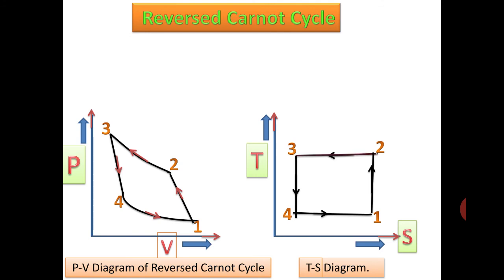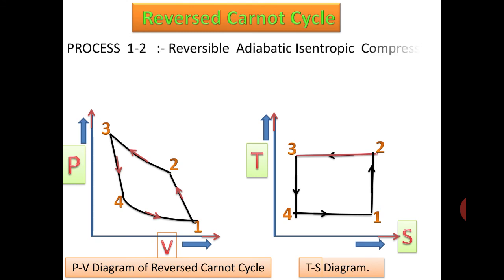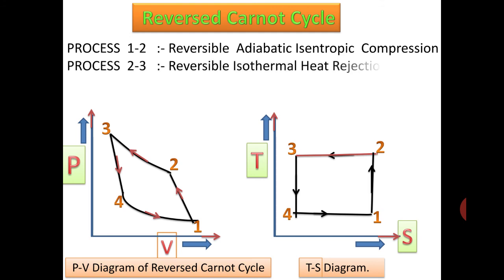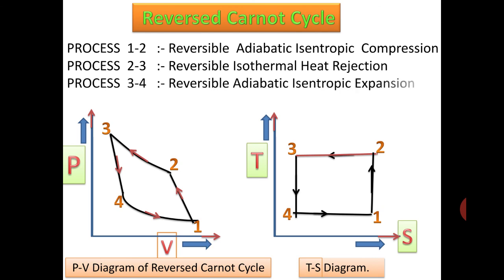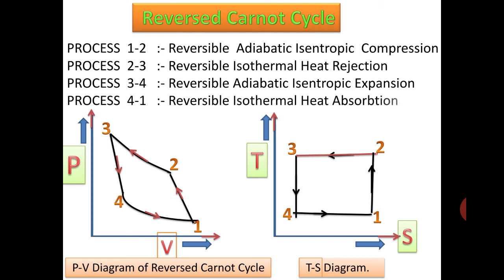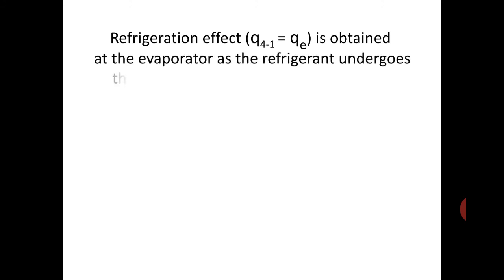Let us revise these 4 processes. Process 1 2 reversible adiabatic isentropic compression. Process 2 3 reversible isothermal heat rejection. Process 3 4 reversible adiabatic isentropic expansion. Process 4 1 reversible isothermal heat absorption. So these are the 4 processes which are present in the reversed Carnot cycle. Let us revise all the things we have studied regarding the reversed Carnot cycle.